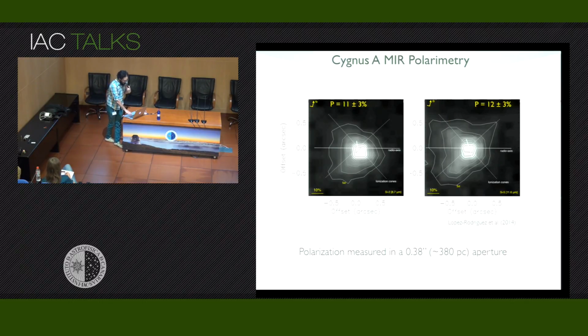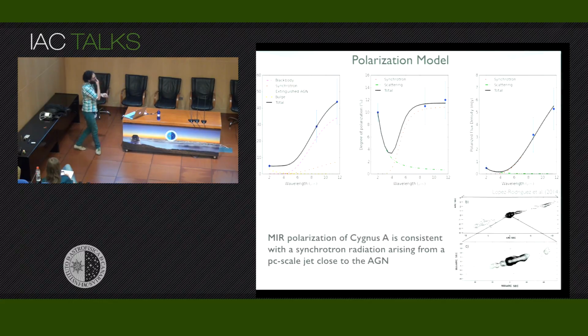And what we are trying to do is build the polarized spectral energy distribution of Cygnus A. We only have 2 data points in the mid-infrared, so we went to the K band using HST, which has a similar spatial resolution to Gemini, and we built the total SED. This is the total flux from 2 microns to 12 microns. This is the degree of polarization from 2 microns to 12, and this is the polarized flux, which is just the multiplication of these two.